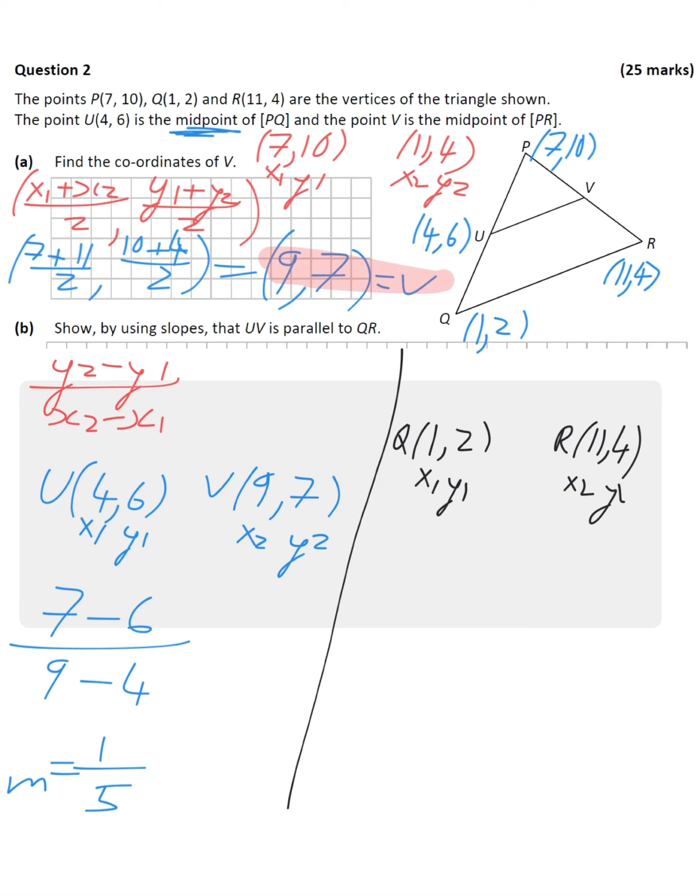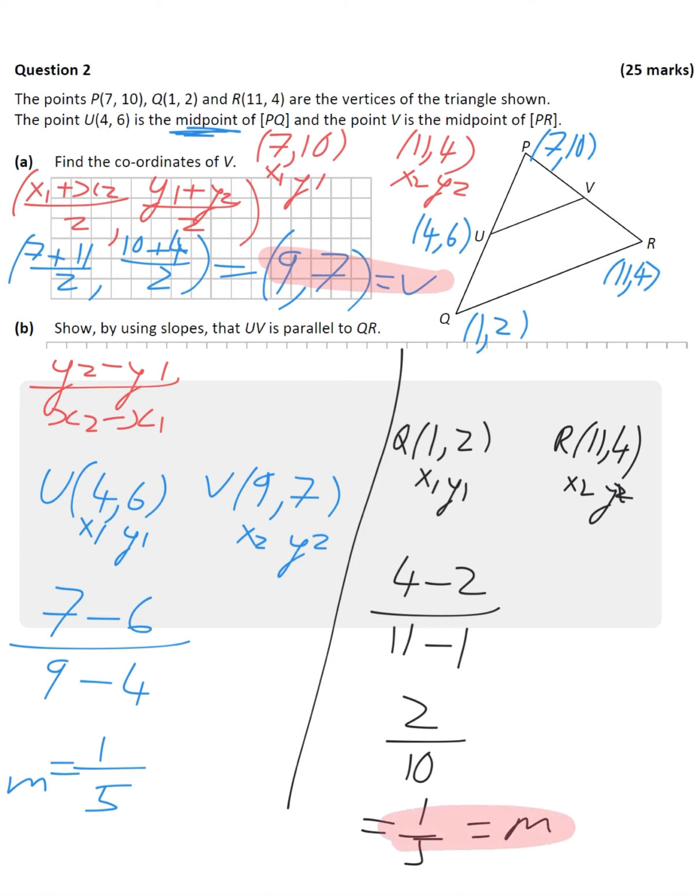And now sub into the formula. So y2 minus y1, that'll be 4 minus 2, over x2 minus x1, so that'll be 11 minus 1. So 4 minus 2 is 2, 11 minus 1 is 10, so that is equal to a fifth. So we can see there we have the same slopes, so then it has to be parallel.